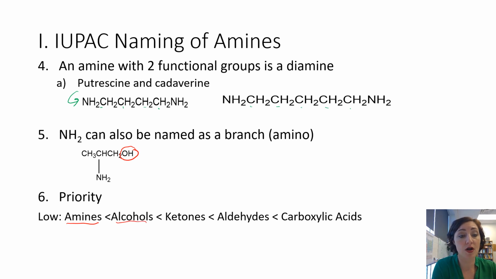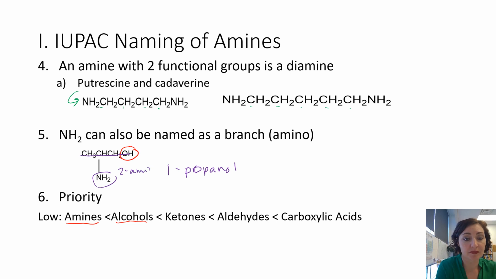So amines have the lowest priority of what we have looked at so far. They're lower than alcohol. That means, and I'm going to go ahead and name this right now so we get an idea for it, that we have 1-propanol. So that covers this 3 carbon alcohol. And then we have an amino group coming off of the second carbon. So this would be 2-amino-1-propanol.